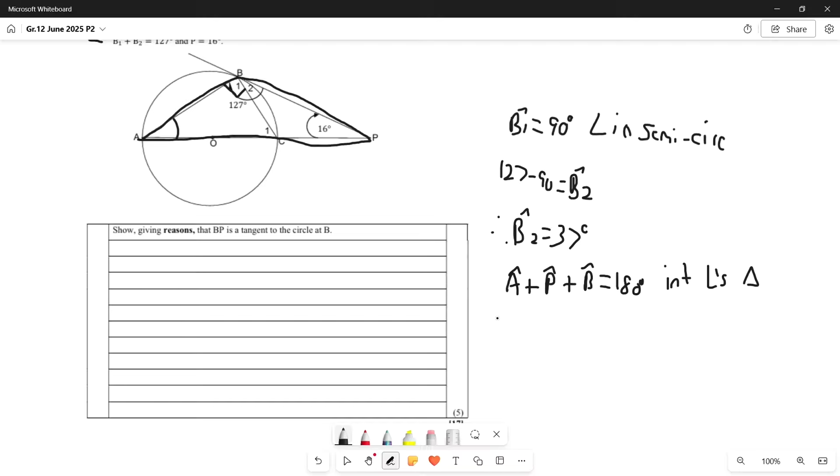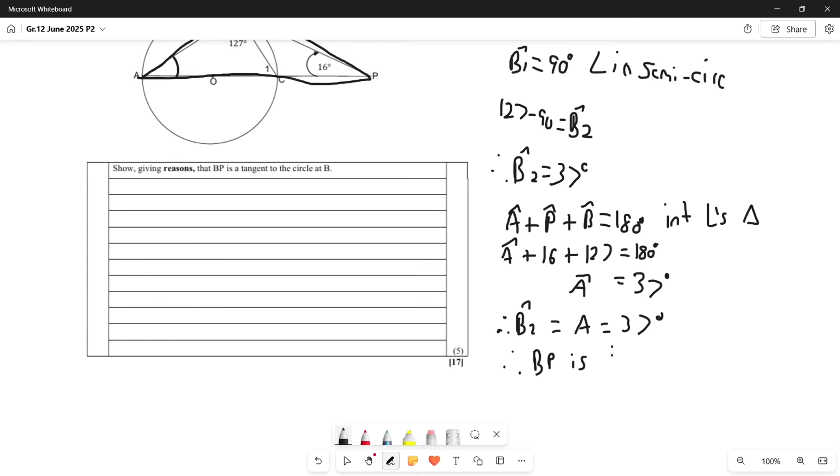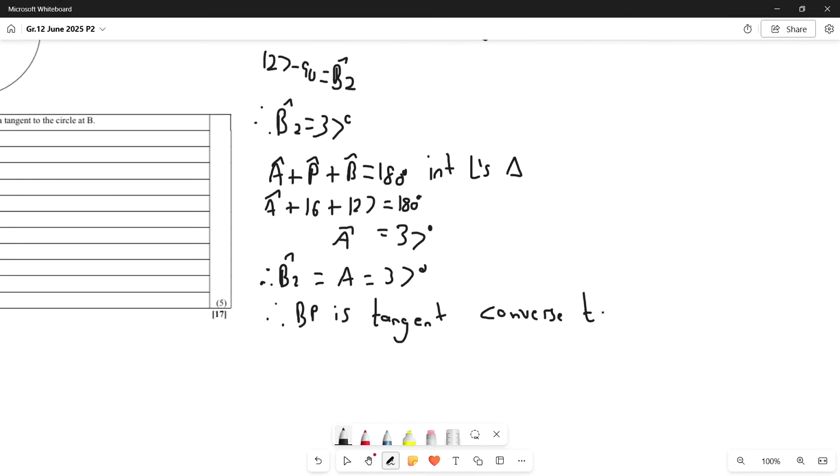Cool. And then A is what we're trying to figure out. But then P equals 16. That was given to us. B as a whole equals 127. That was given to us. And this equals 180. Then we can go ahead, add up the 16 and 127, take them over and subtract them. So 180 minus 127 and minus 16 equals 37 degrees. And that is great for us considering that B2 equals 37 degrees and A also equals that now. So therefore B2 equals A equals 37 degrees, and therefore BP is tangent because converse tan chord theorem.